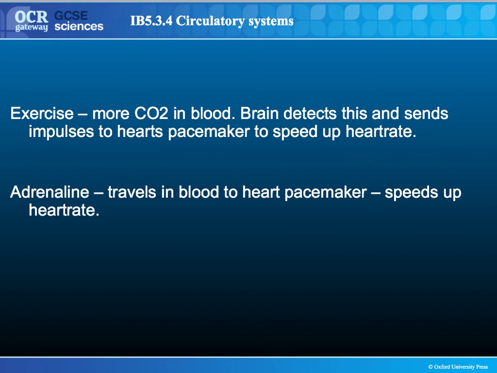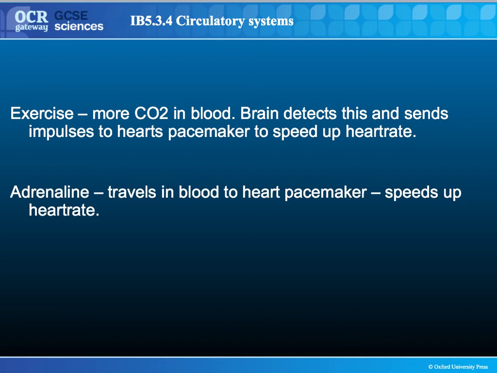So the brain detects this extra carbon dioxide in your blood and sends impulses to the heart's pacemaker to speed up the heart rate, getting more blood around the body and to the lungs to get rid of this extra carbon dioxide. Now, adrenaline is produced when you're scared or excited, but also when you exercise, and when this is released it travels into your blood and to the heart's pacemaker, which speeds up the heart rate, and this is why this hormone can make your heart increase the heart rate.